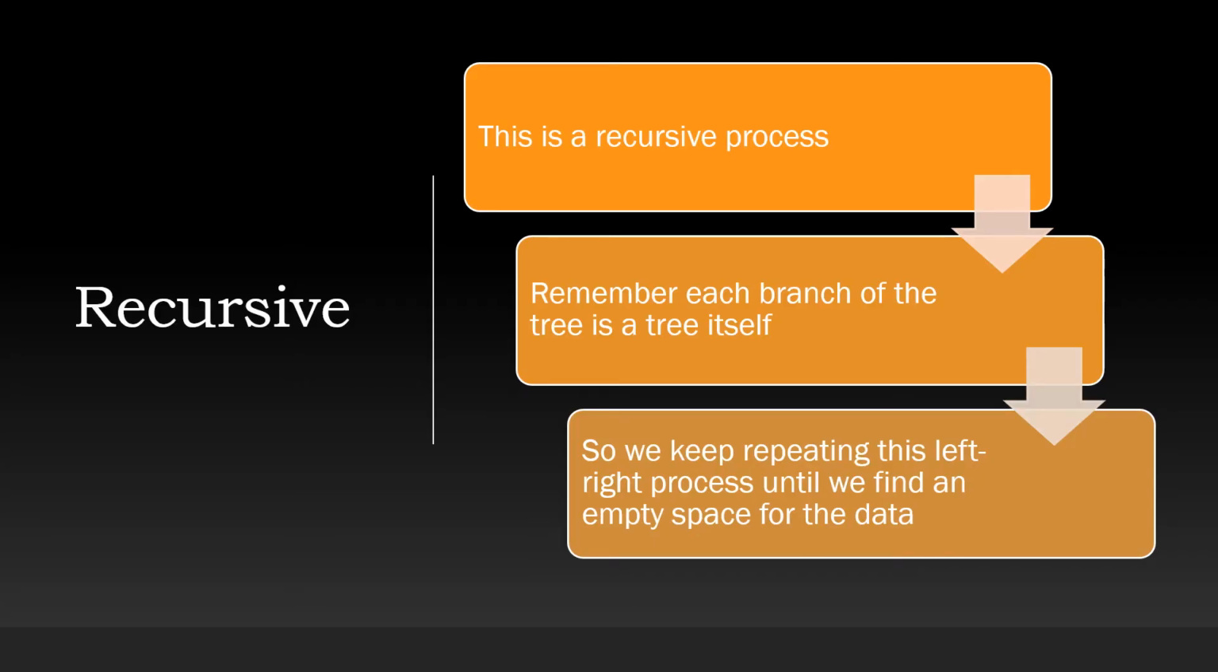Adding data is a recursive process because each branch of a tree is itself a little tree. So you just keep repeating that. Go to the left, go to the right. I call it the left-right rule until we get to somewhere where there's an empty space and we can add the data. That might be very quickly or it might take ages, but we just keep following the rule until we get to an empty space.